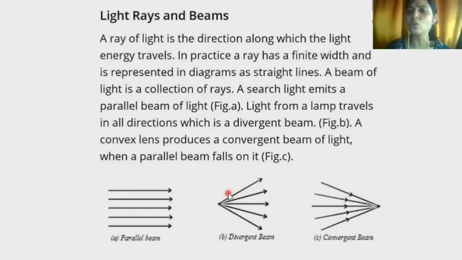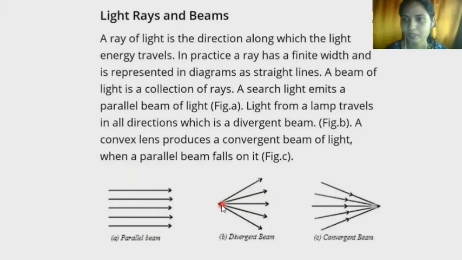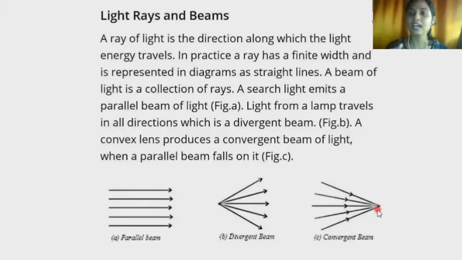There are 2 types of beam: divergent and convergent. Convergent is when all the light rays focus and meet at a point. They are converging at a point, so that is a converging beam. If they are diverging from a point, moving in different directions from that point, then we call it a divergent beam.